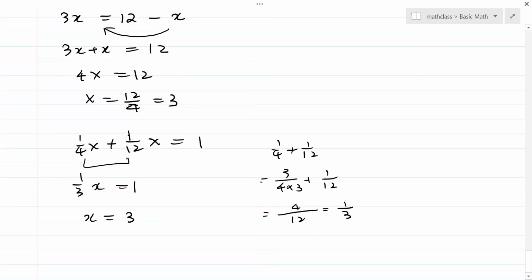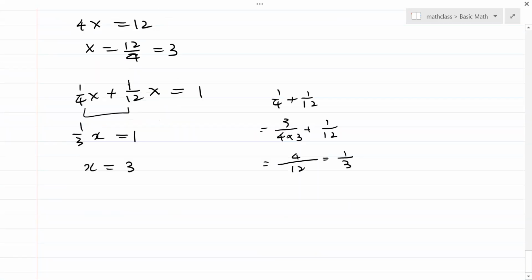So this part is complicated. It takes more time to add the fractions together. That is the reason we want to get rid of fractions first. Okay.